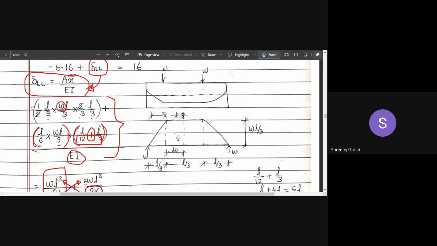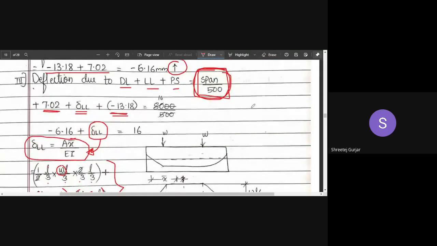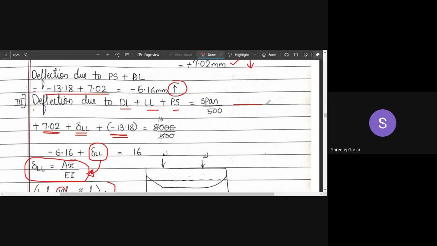So draw the free body diagram of your beam. Right, this is your free body diagram. It is a simply supported one. We have two loads, W and W. And what is this distance? L by 3. All of these distances are L by 3.